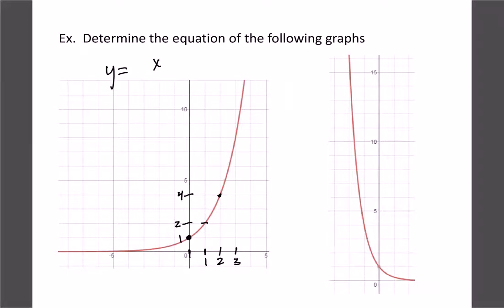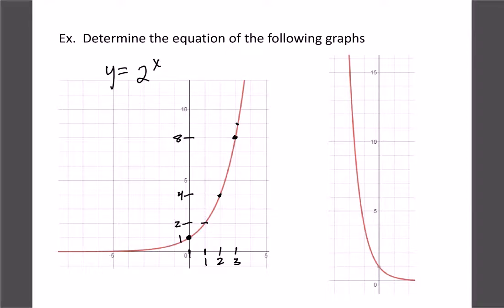And if we went to 3, we can see we have a y value of 8. So if you follow that pattern, we went 1 to 2 to 4 to 8, so you can see we're doubling each time. So our equation should be y equals 2 to the x.